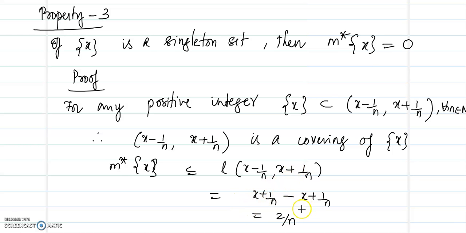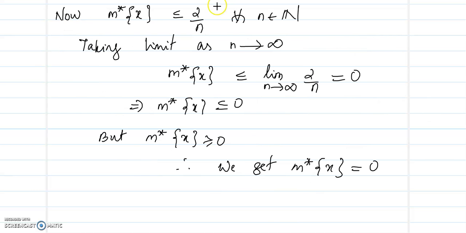Now the length is the difference of the endpoints, so we get 2 by n. So we will get m star of X less than or equal to 2 by n for all n belongs to N. Now take the limit as n tends to infinity. So we will get m star of X less than or equal to the limiting value, which is 0. So m star of X is less than or equal to 0. But as we know, measure is always greater than or equal to 0. So combining both, we will get m star of X equal to 0.